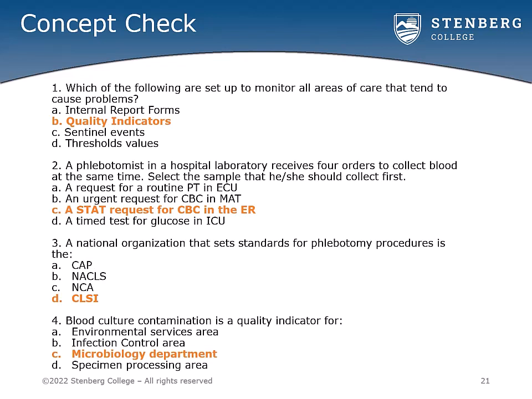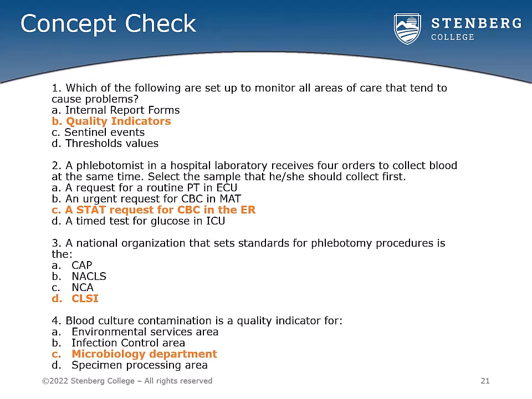And the answers are: which of the following are set up to monitor all areas of care that tend to cause problems? The answer is B. Quality indicators. Quality indicators are just that, indications that there may be a problem. They're triggered when a threshold value has been exceeded. For instance, if sample rejection and recollection rates exceed the 3% threshold value, this is an indicator that something is wrong and needs to be investigated.